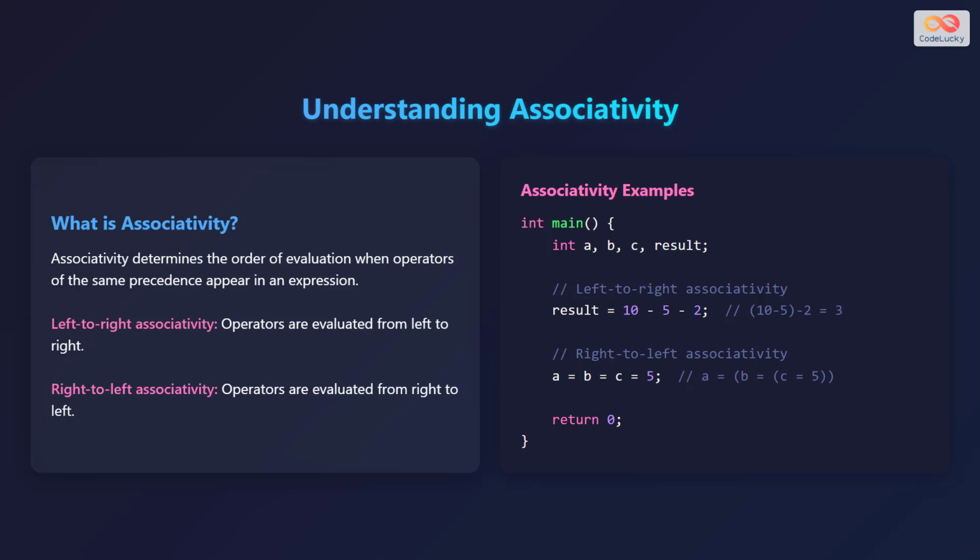We declare integer variables a, b, c, and result. In the first example, we have result equals 10 minus 5 minus 2. Since subtraction has left to right associativity, the expression is evaluated as 10 minus 5, which equals 5, then 5 minus 2, which equals 3. So the final result is 3. In the second example, we have a equals b equals c equals 5. Assignment has right to left associativity, so the expression is evaluated as c equals 5, then b equals c, then a equals b. So a, b, and c are all assigned the value of 5.